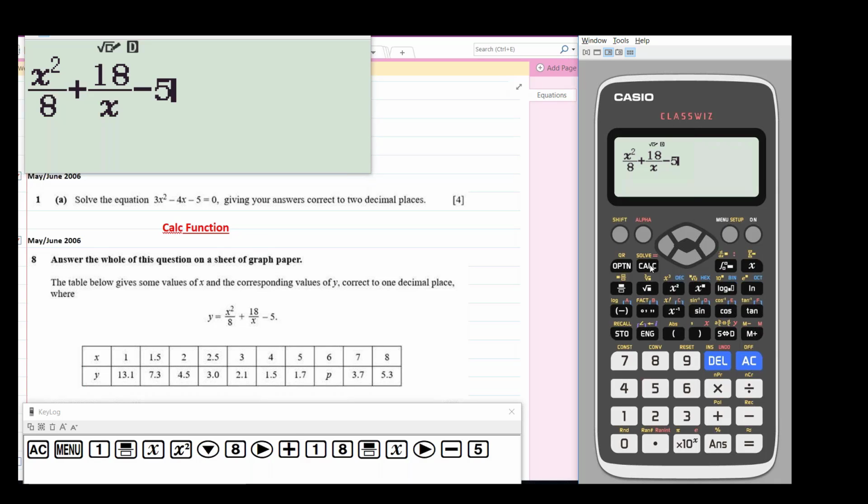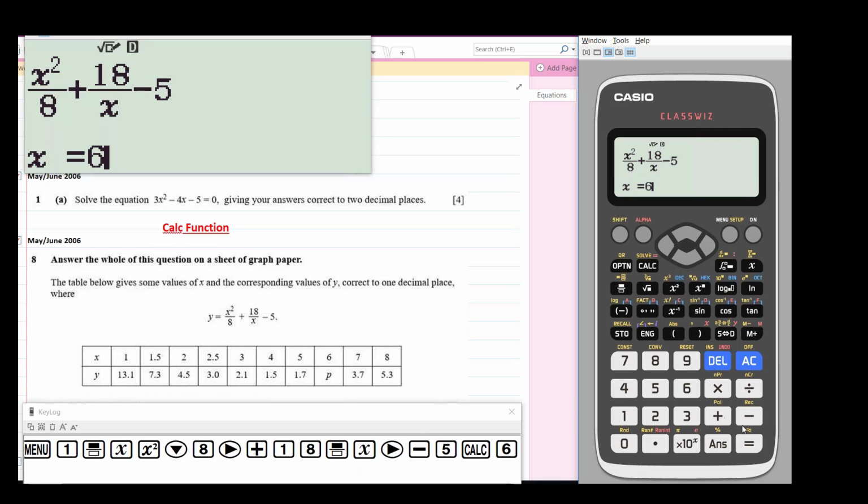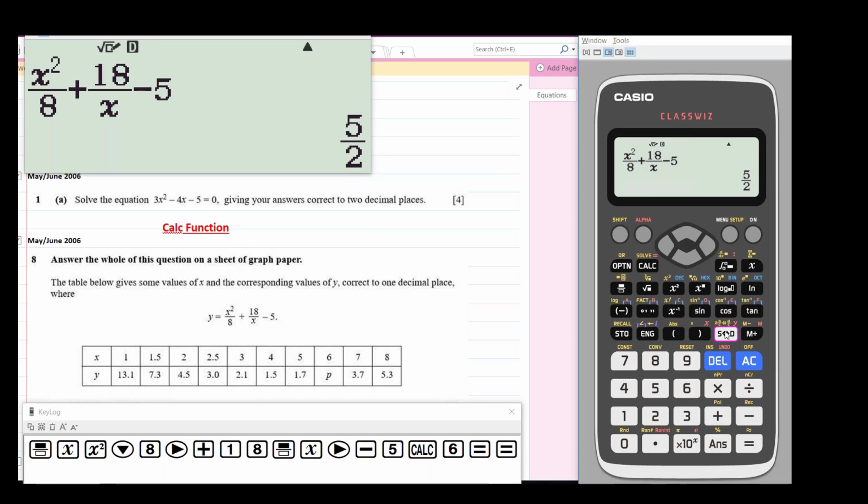So you will press this calculate button. Calculate at which value of x? x is 6, so I will write 6, equals, and then equals. So it's 5 over 2, or 2.5.